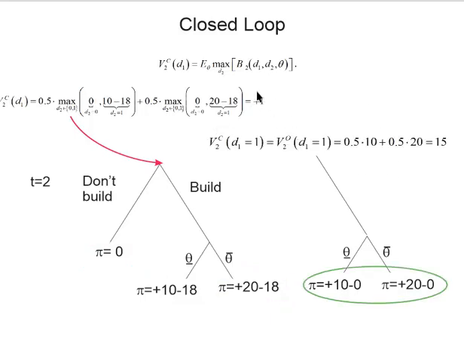If you've already built in period 1, then the closed loop decision rule is very simple. You're going to continue to operate, with an expected payoff of 15 in period 2.